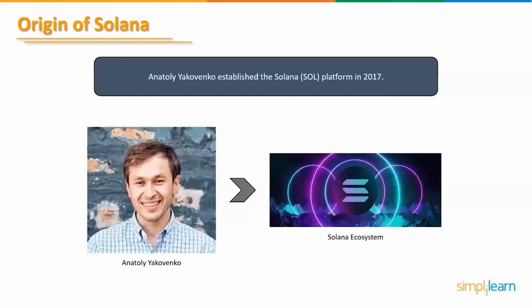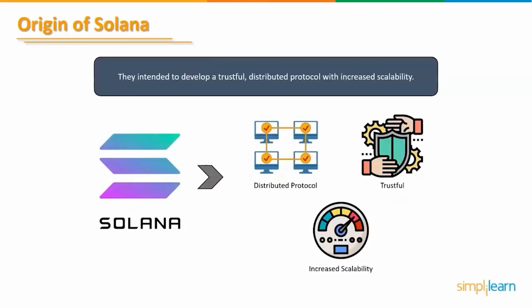He developed a new method of dealing with typical throughput difficulties in the Bitcoin and Ethereum blockchain with the help of Eric Williams and Solana's CTO, Greg Fitzgerald. They intended to develop a trustless distributed protocol with increased scalability. The team now has experience from leading companies around the world, including Apple, Google, Microsoft, Intel, Twitter, Dropbox, and others.